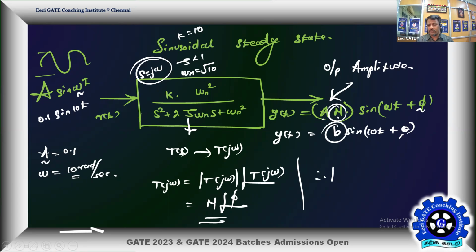Therefore, let me take a call. B is equal to the input amplitude into the magnitude. So the problem lies in finding only what? The magnitude of your transfer function. A is already known, that is equal to 0.1. Let us find only the M.